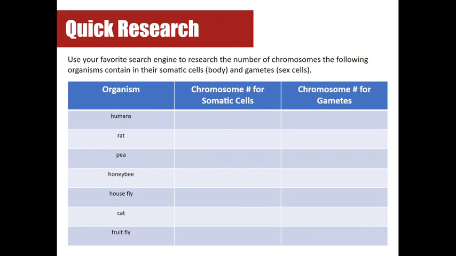Now, I want you guys to do some quick research. You may use your favorite search engine to research the number of chromosomes that the following organisms contain in their somatic cells, which is their body cells, and then their gametes, which is their sex cells. I have given you humans, a rat, pea, a honeybee, a housefly, a cat, and a fruit fly. I've already given you the information for the number of somatic cells and gametes for a human, but I want you to conduct your research for the rest.